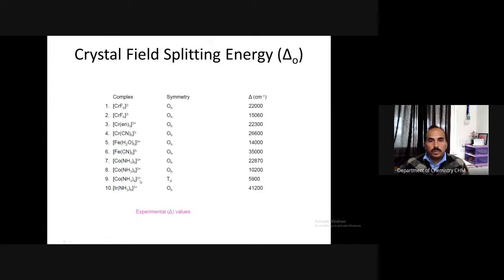Cobalt tetramine 2 plus. Again, cobalt is in 2 plus oxidation state because ammonia is a neutral ligand. So here the geometry is tetrahedral and it is only 5,900, almost half of the cobalt hexamine octahedral case. Remember, we also discussed that tetrahedral splitting is only 4 by 9 of octahedral, right? If you carry out this calculation, I'm very sure it will be very close to 4 by 9. 5,900 divided by 10,200 will be close to a 4 by 9 factor.